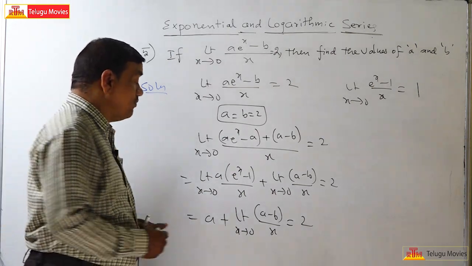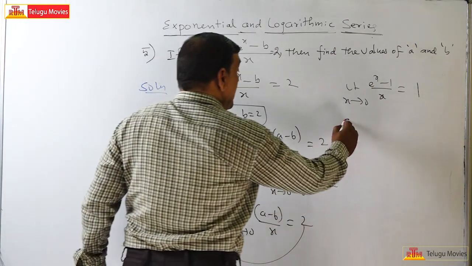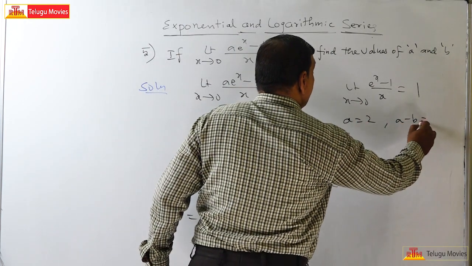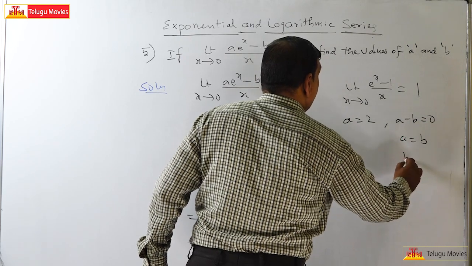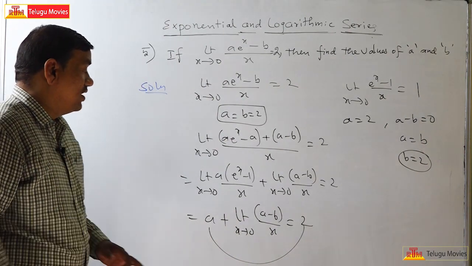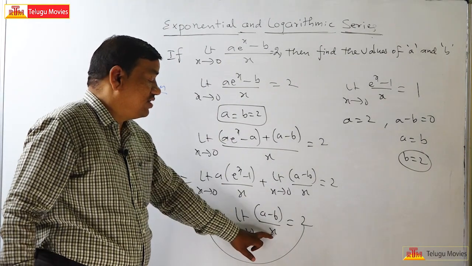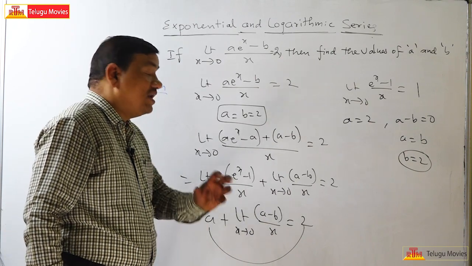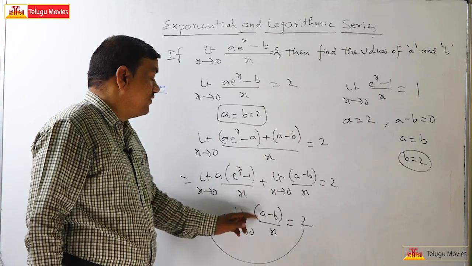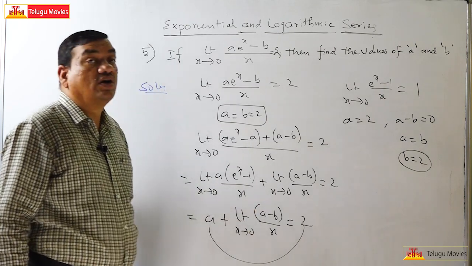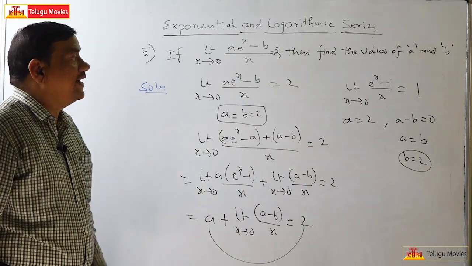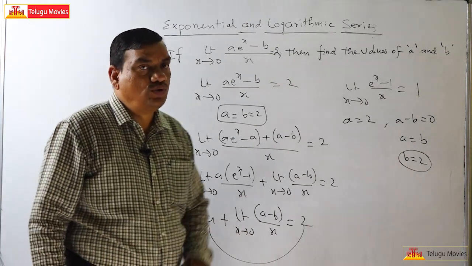So one way of guessing is, if a is equal to 2, then a minus b is equal to 0, then a is equal to b, therefore b is also 2. So 2, 2 is the correct answer. A is equal to 2, b is equal to 2. As x tends to 0, the denominator approaches 0, so the total value approaches infinity. Therefore a minus b must also be equal to 0, then this equation will hold. Okay? I hope that you understand this solution. So let us move to the next problem.